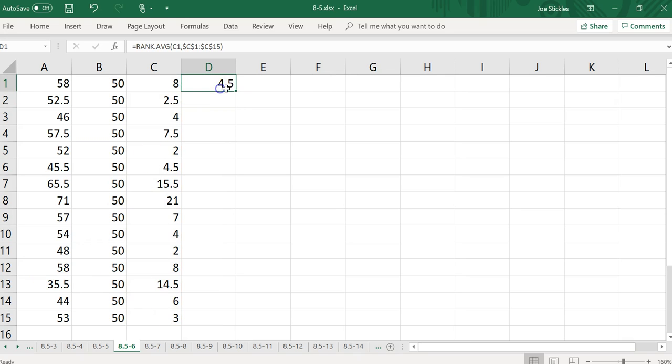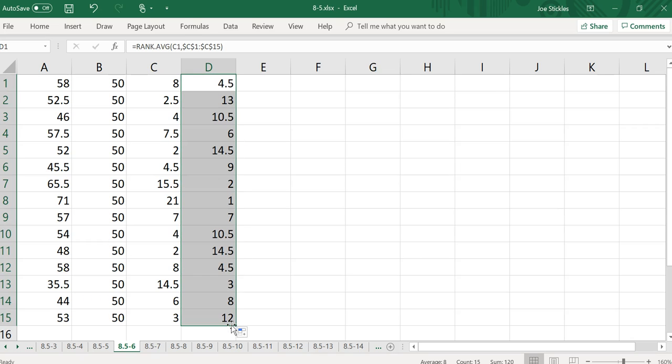So notice I immediately see a 4.5 in there. I see a couple of things that are tied, right? That's where those halves are coming from. All right. Notice that we do have some ties, but also notice that we actually have this reversed for what we want for ranks.